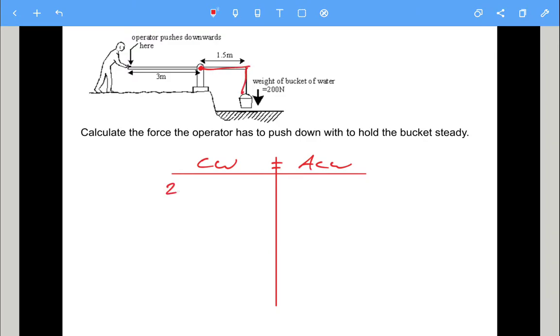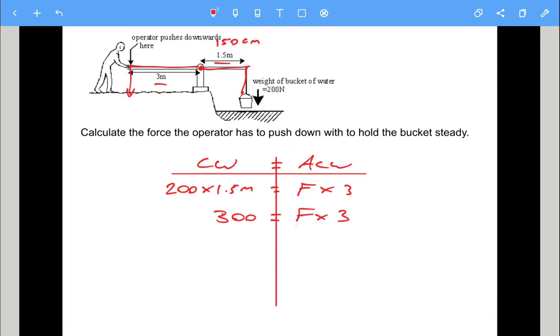So I've got 200 newtons times 1.5 metres, equals the anti-clockwise, which will be the force F that's being pushed down, times 3 metres. That's the distance to the pivot. Now, the units in these are both in metres. The only time you have to convert is if the units are different. So, for example, if you had 3 metres and 150 centimetres, you would have to convert the 150 centimetres into metres before you did the calculation. So we've got 200 times 1.5, so clockwise, that would be 300 Newton metres, equals F times 3.